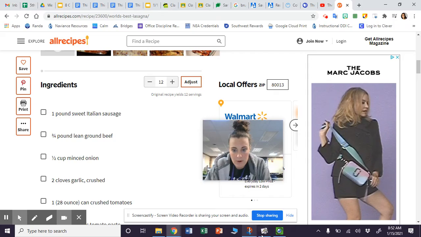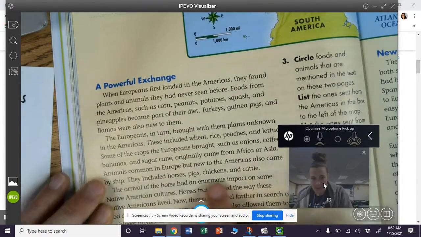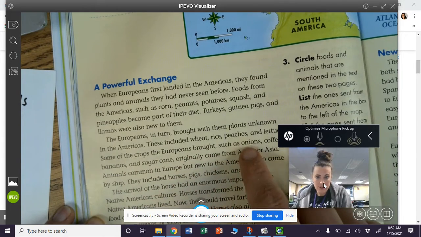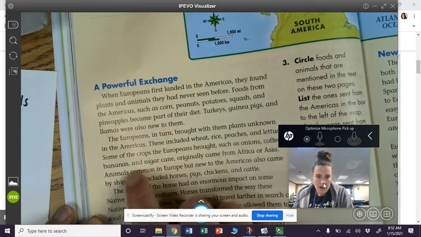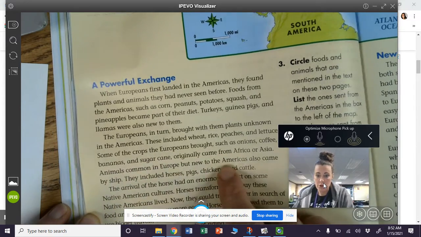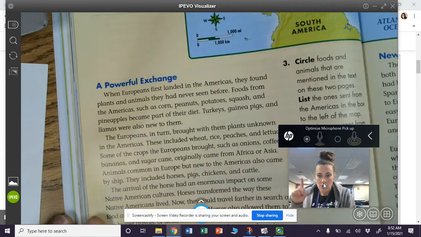So what I remember is that it mentioned this back in our social studies book. So I pulled this up and I found some of the crops Europeans brought, such as onions, that's going to matter later, coffee, bananas, sugar came from Africa or Asia. Animals common in Europe but new to the Americas also came: horses, pigs, chicken, and cattle. So I'm going to write this down.